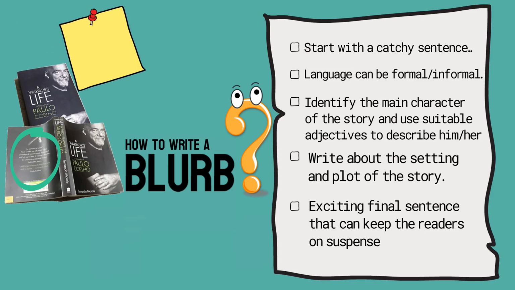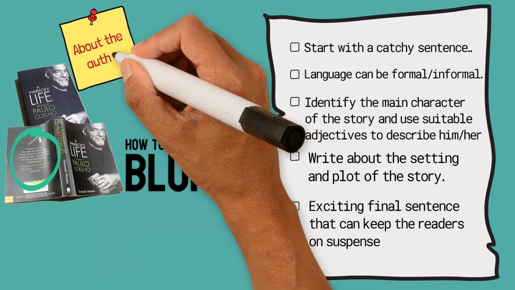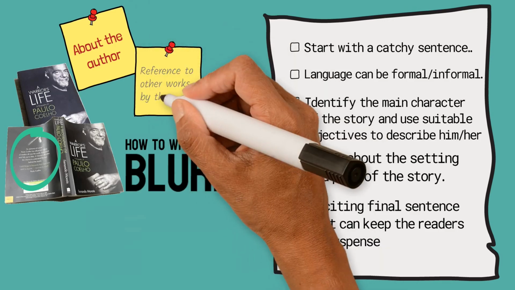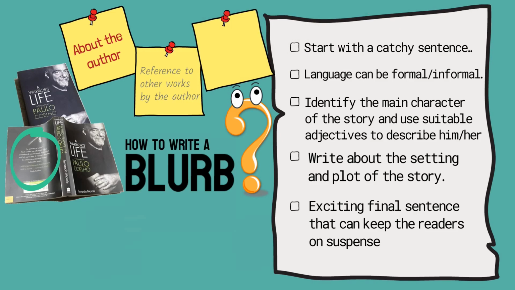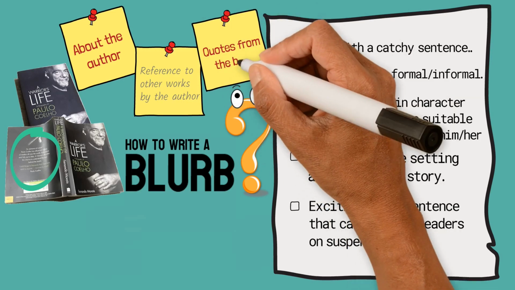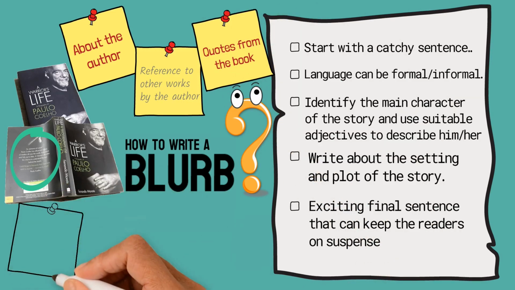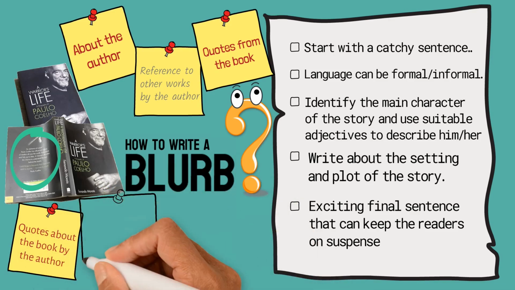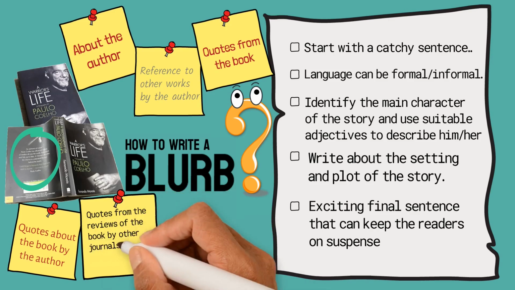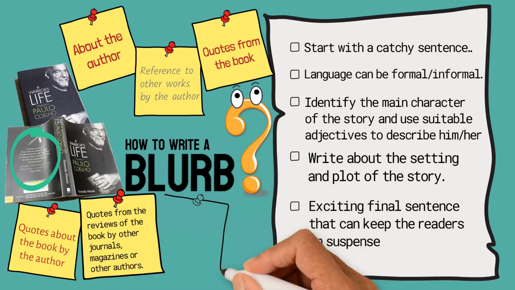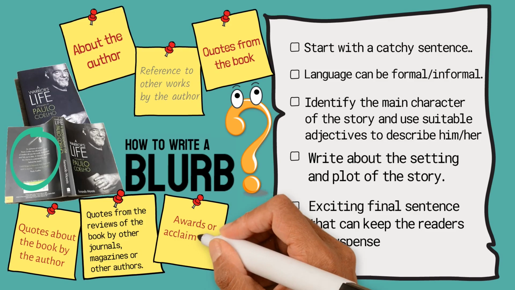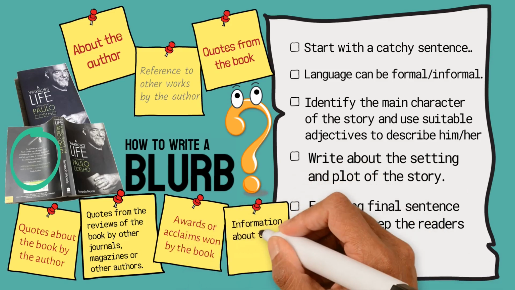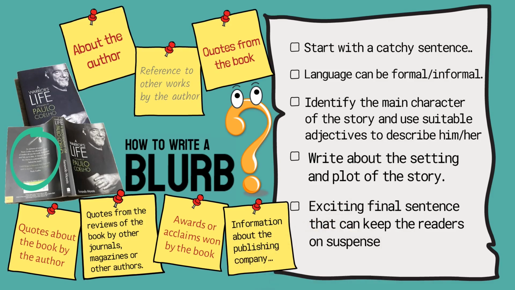The other details that can be part of a blurb include the description of the author, reference to other works by the same author, quotes from the book, quotes about the book from the author, reviews of the book by other journals, magazines and other authors, awards or acclaims received by the book, and information about the publisher.